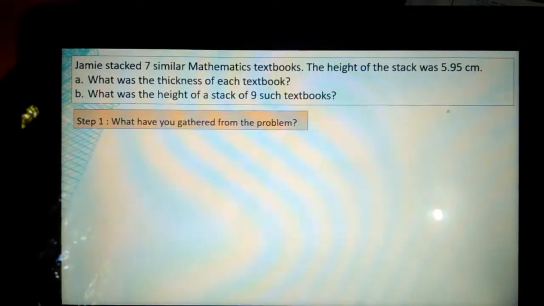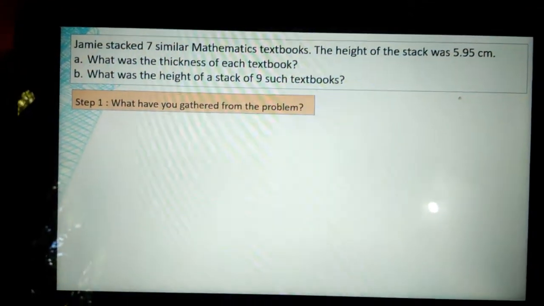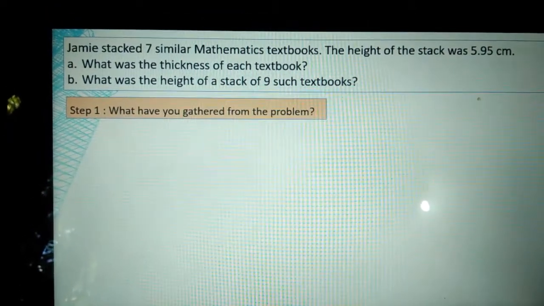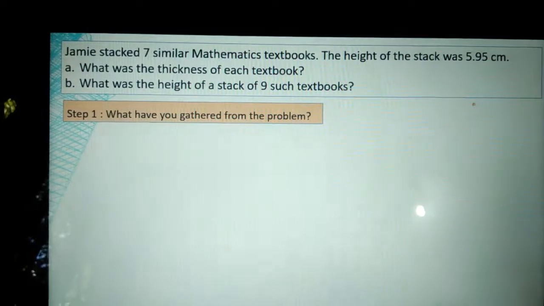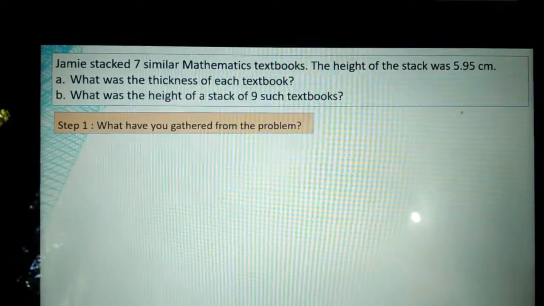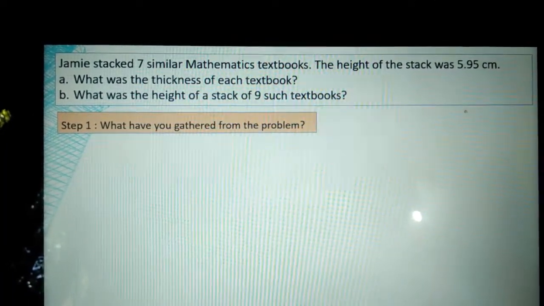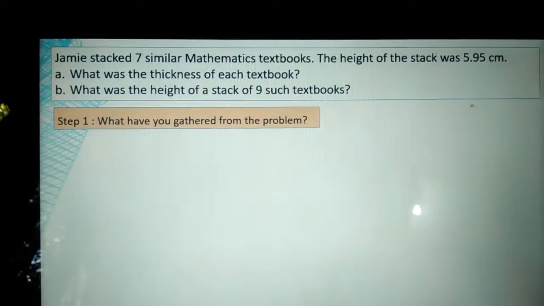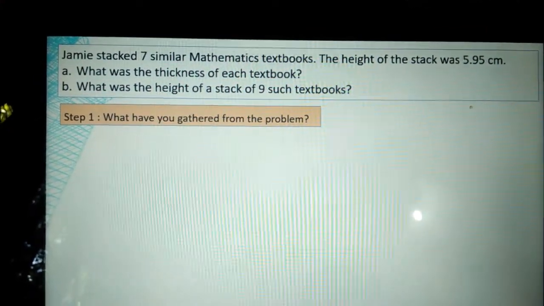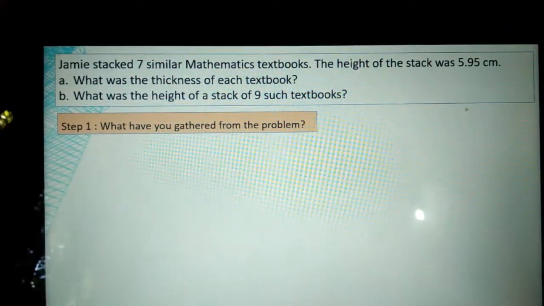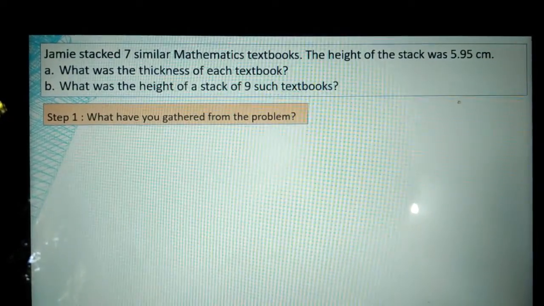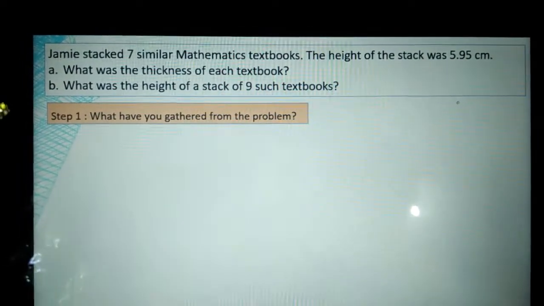The first step is, what have you gathered from the problem? We have gathered Jamie stacked 7 similar mathematics textbooks. The height of the stack was 5.95 centimeters. So, the height of 7 similar mathematics textbooks was 5.95 centimeters. The question is, what was the thickness of each textbook? What was the height of a stack of 9 such textbooks?